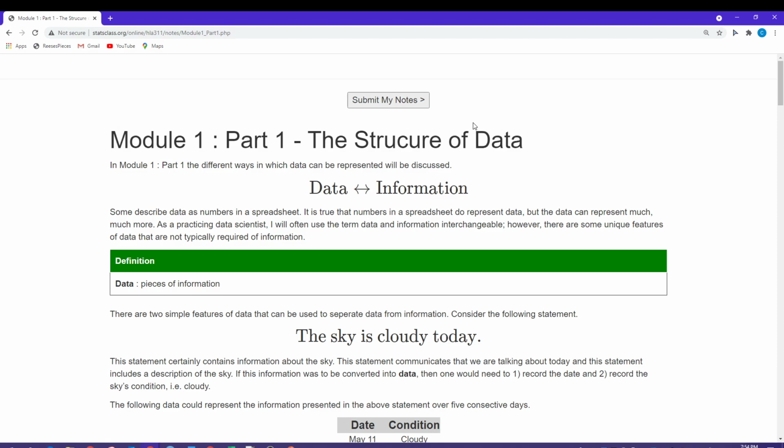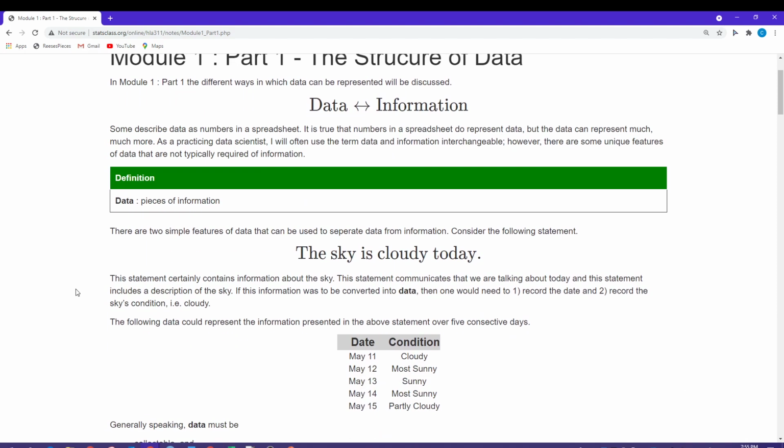All right, so let's talk about the structure of data here. From kind of a higher up perspective, you can think of data as just information. So as a practicing data scientist, I often use those two terms interchangeably. It is true, though, that data have some features that typically is not required of information. So what do we mean by data? What we mean there is just pieces or bits of information or units of information.